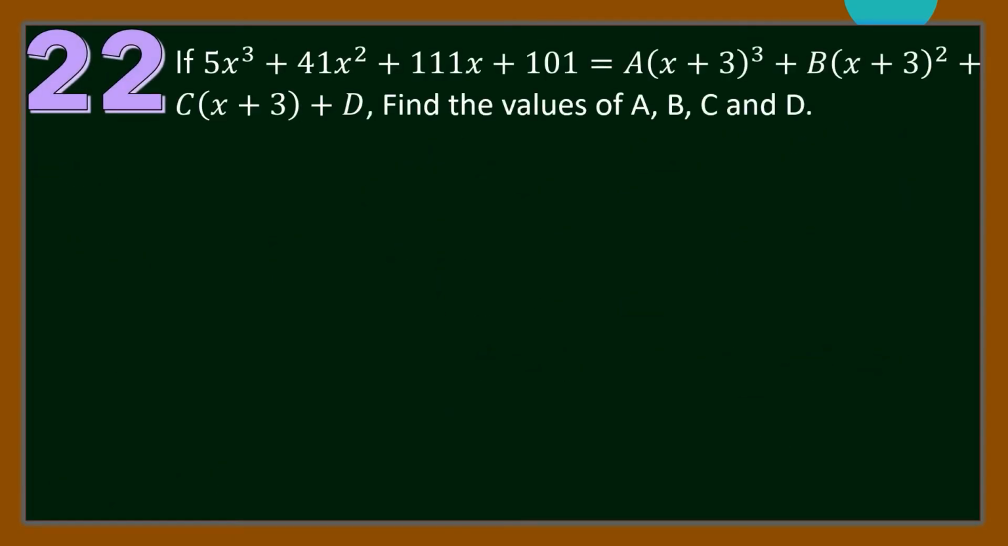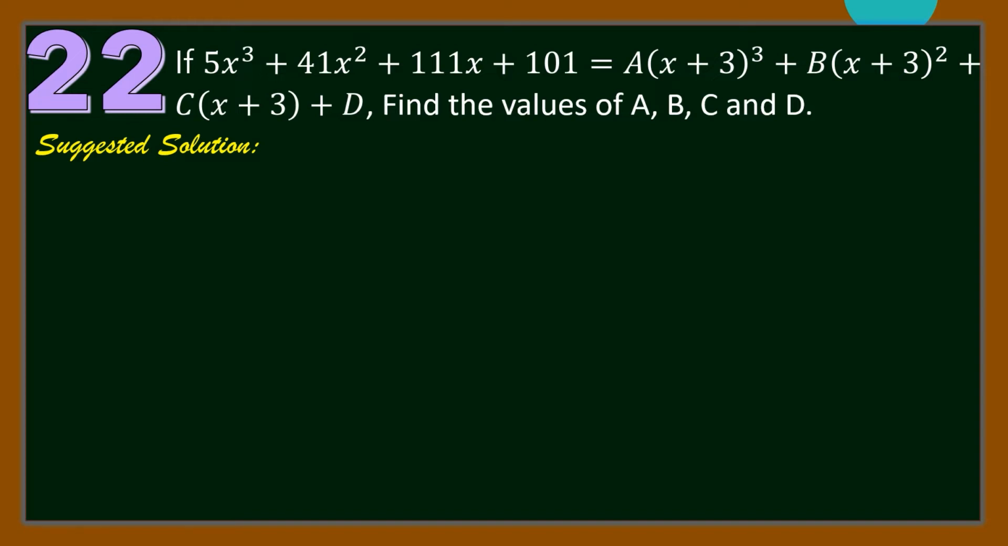Number 22. If 5x^3 + 41x^2 + 111x + 101 = a(x + 3)^3 + b(x + 3)^2 + c(x + 3) + d, find the values of a, b, c, and d. For our solution, let us expand the right-hand side of the given equation.